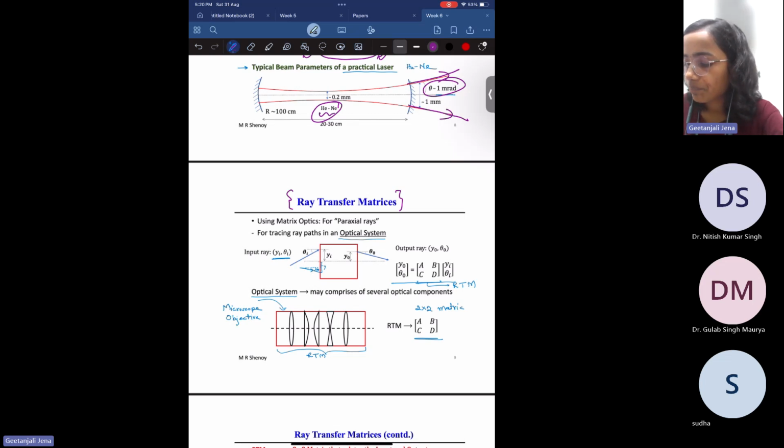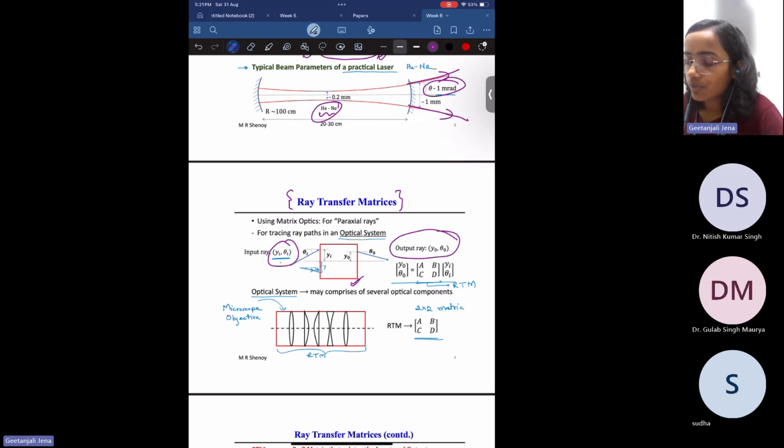So let us see this diagram, figure one. The red box is the optical system. The optical system will have different optical elements. It can have different types of mirrors, it can have a beam splitter. Any optical setup, any optical element will be inside this optical system. And the ray transfer matrix will relate the input to the output ray.